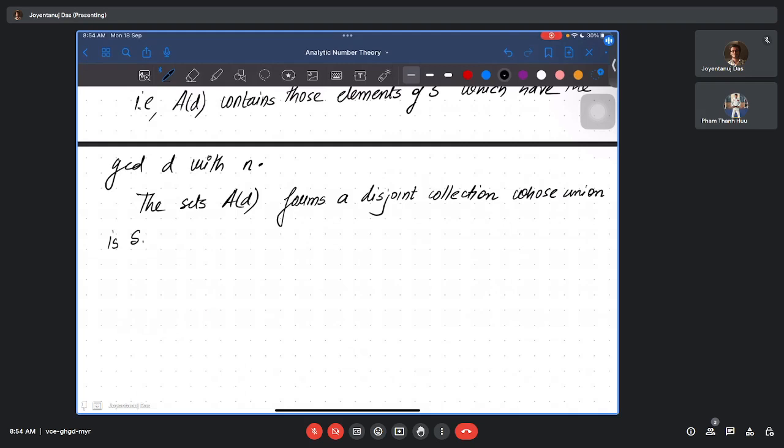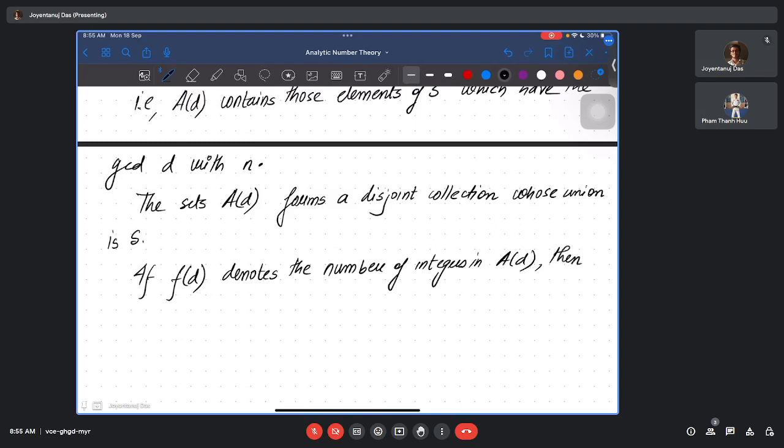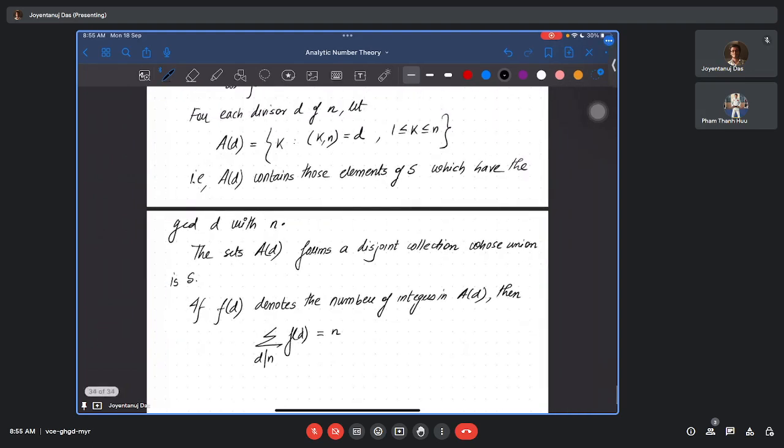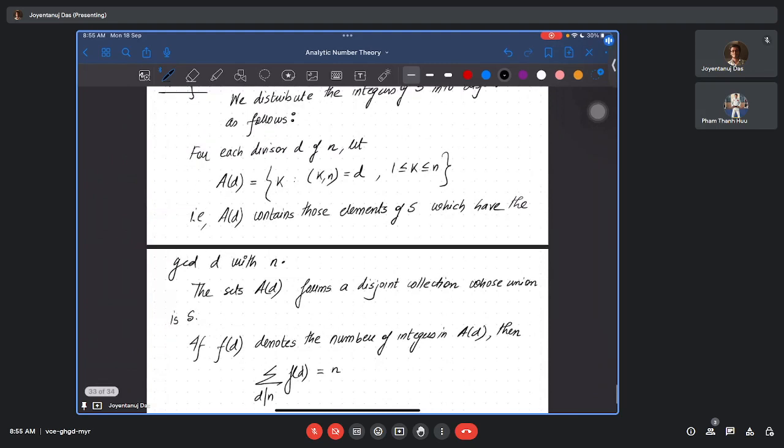Now, if f(d) denotes the number of integers in A(d), so this is the cardinality, then if I take the summation over all the f(d) with d dividing n, that is nothing but equal to n. Because the union of the A(d) contains all the elements of S, and S has n elements, from 1 up to n.